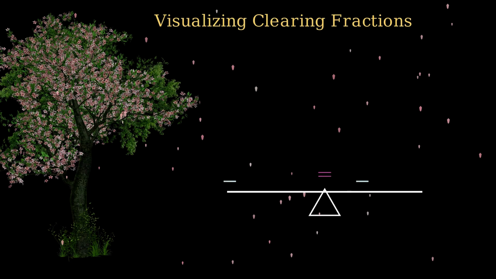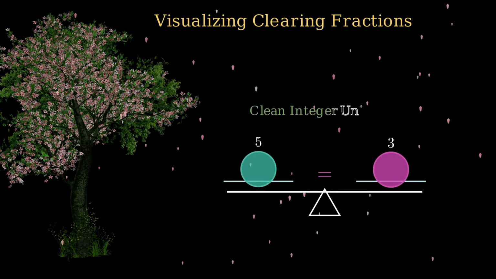Let's visualize clearing fractions using cake slices. Dealing with sliced pieces of cake on a scale can be complicated. However, if we use a magic number to multiply the slices on both sides, those broken pieces instantly combine into beautiful whole cakes. Multiplying by the least common multiple changes messy fractions into clean integers.